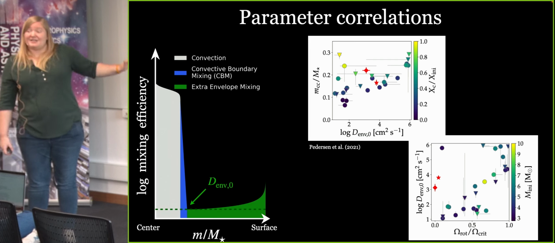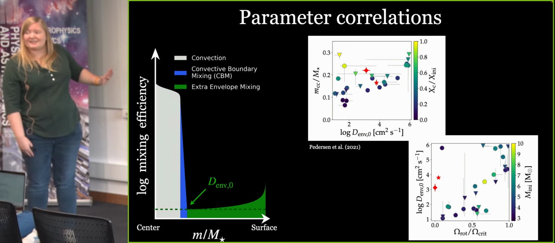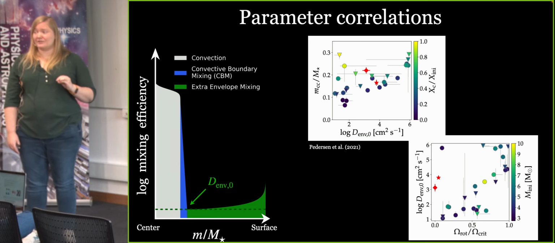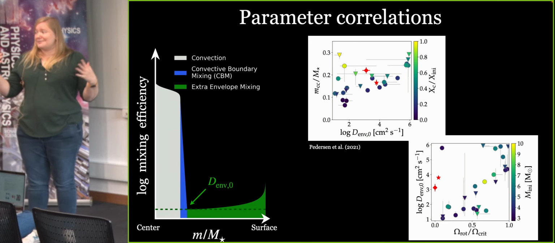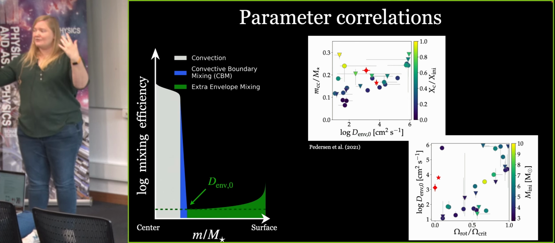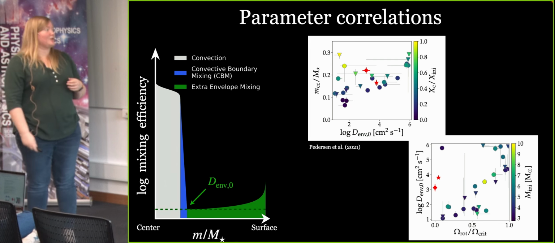And what we're seeing here is generally that the faster the star is rotating, the higher the amount of mixing we have in the envelopes of these stars. And that's going to match what we expect from theory. The faster the stars are rotating, the more mixing you get from rotational mixing inside these stars.